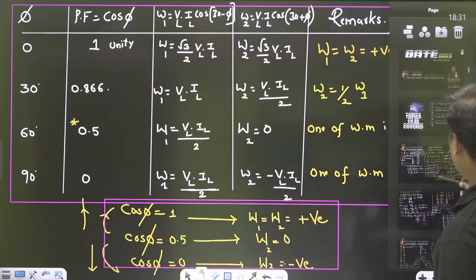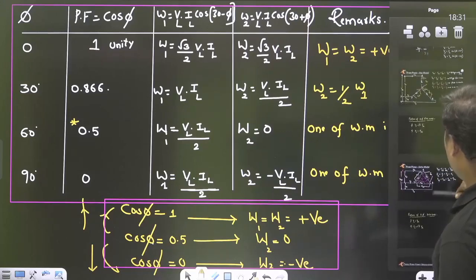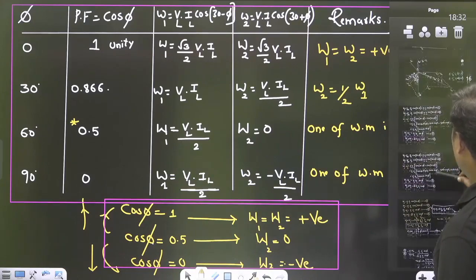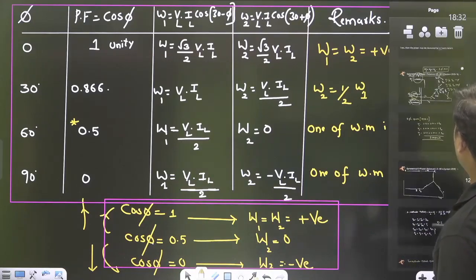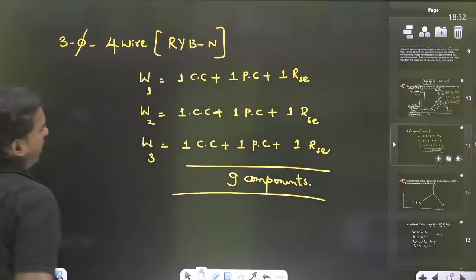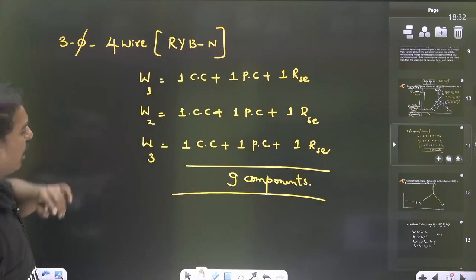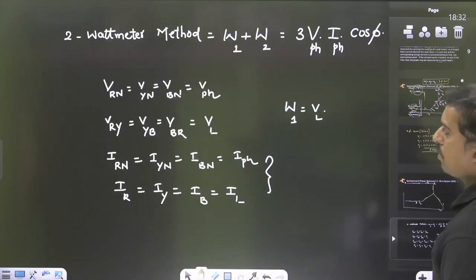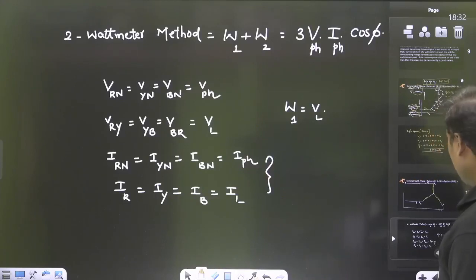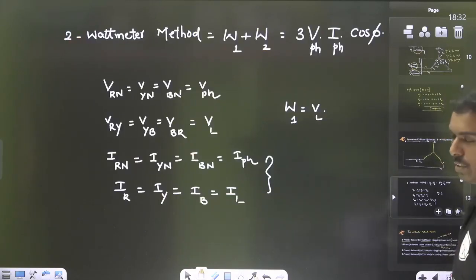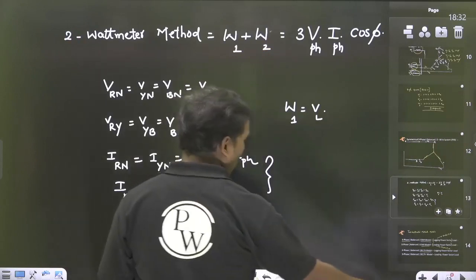In the beginning of the lecture, when you are using this many wires, I have one slide over there. See, in 3-phase 4 wire, if I am using RYBN, I require W1, W2, W3, but in 3-phase RYB, we require only 2 wattmeters. The number of connections has been reduced.